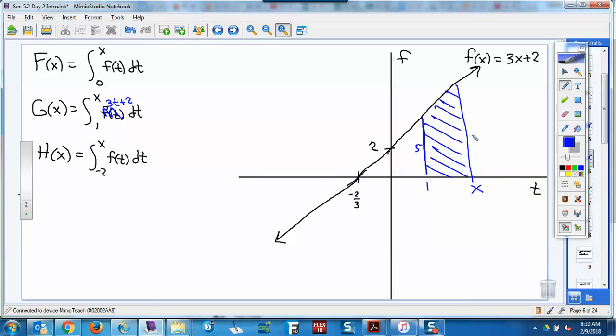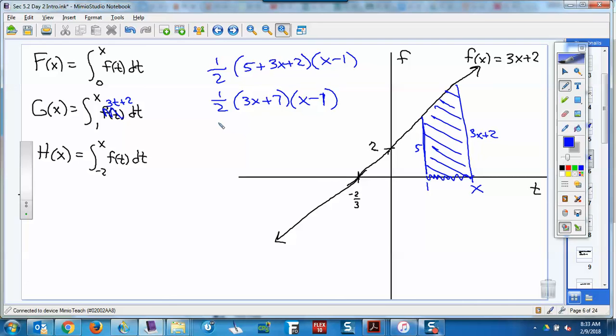And what's this one over here? Still 3x plus 2, right? You plug a 2 into there, it's still 3x plus 2. So we're going to have 1/2, still a trapezoid, 5 plus 3x plus 2. And now what's our width here? x minus 1. So we're going to have 1/2, 3x plus 7, x minus 1. So 3x squared, 7x minus 3x would be 4x, and then minus 7. So we're going to have 3/2 x squared plus 2x minus 7/2. And that's going to be g.